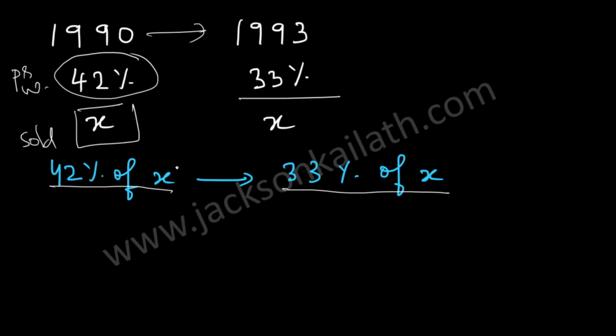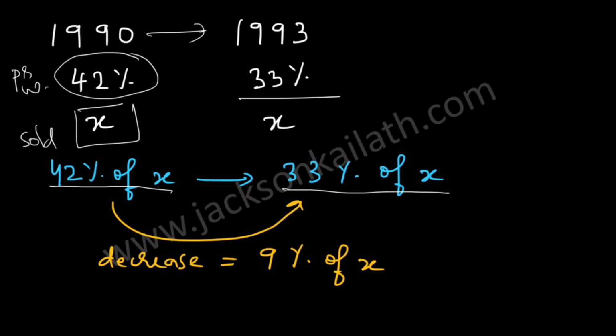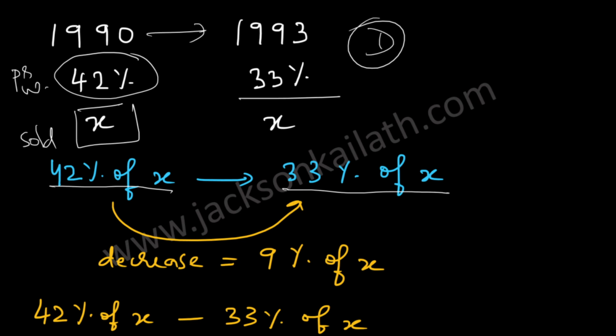And we need to find out the decrease from 42% of X to 33% of X. So you can see that the base of this is the same, right? It's X over here and X over here. So the difference is 9% of X. And that's the answer, which is answer option D, right? Now you can see over here, you just had to subtract it. 42% of X minus 33% of X is nothing but 42 minus 33% of X.